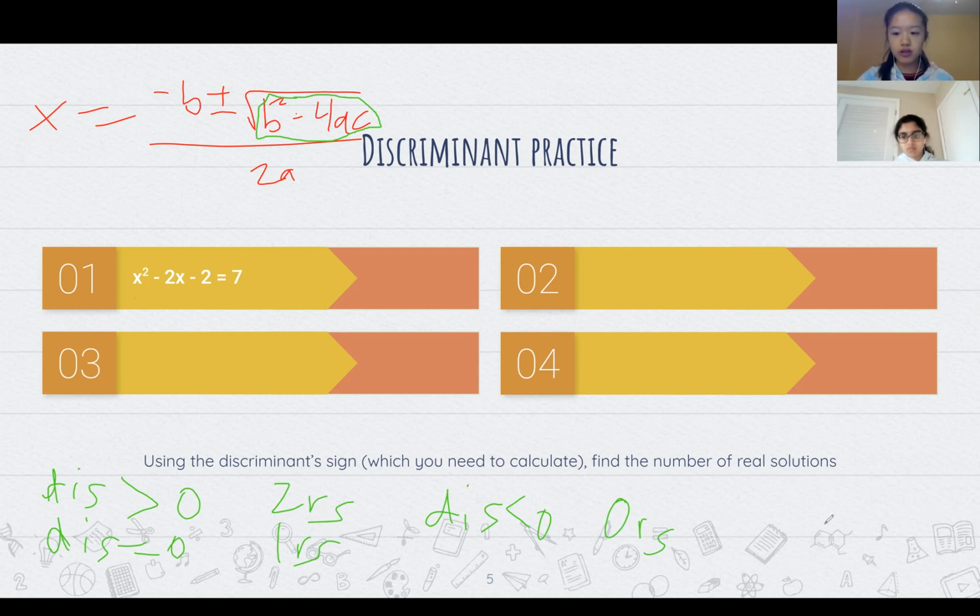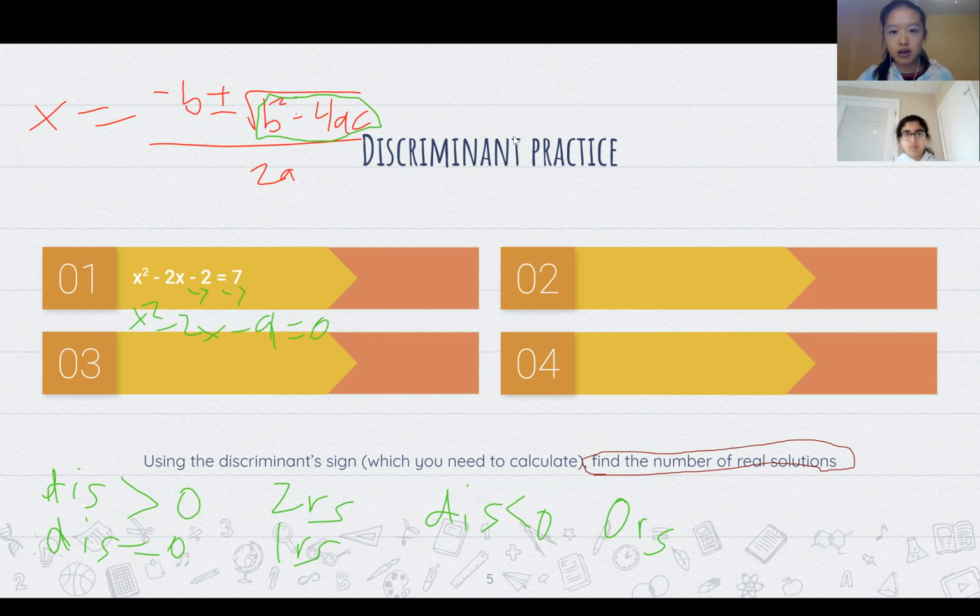So what we'll first do is put this into the form ax squared plus bx plus c equals 0. In order to put it into that form, our first step is just to subtract 7 from each side. So that gives us x squared minus 2x minus 9 equals 0.